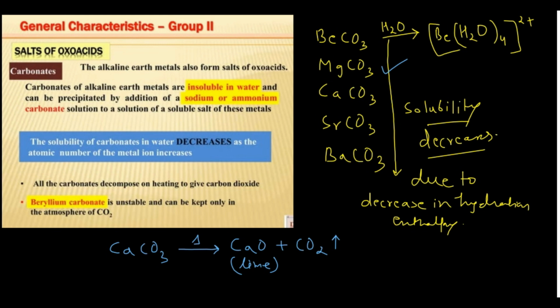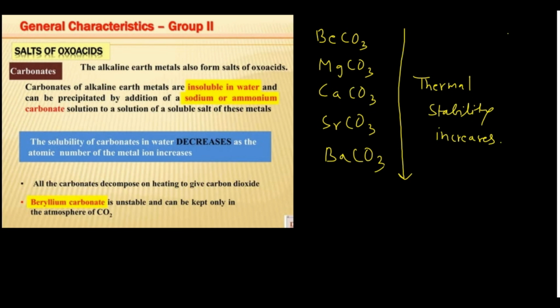The next thing is that when we move down the group, the stability of these carbonates increases. So I can again remove certain things. Why does the thermal stability increase when we go down the group? Because when we go down the group, ionic nature increases, ionic character also increases. So as you can see, when we move down the group, the carbonates of the alkaline earth metals have increasing thermal stability as well as increasing ionic character.